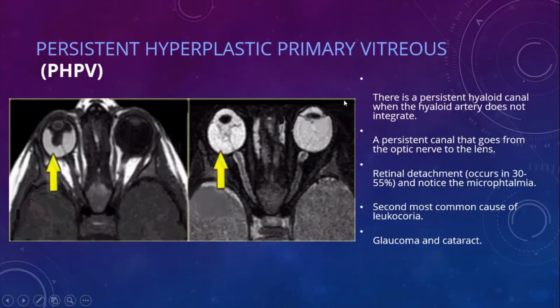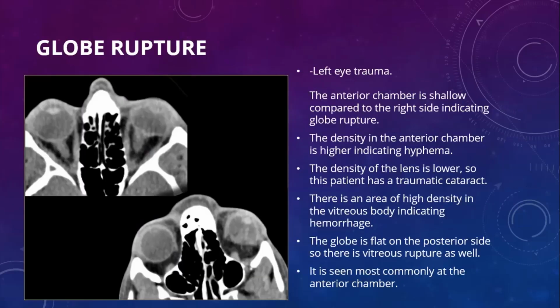So one more thing within the ocular area is persistent hyperplastic primary vitreous. The normal hyaloid artery canal does not involute here, and its persistence between the optic nerve as well as the lens presents like a mass lesion. We have to think in terms of persistent hyperplastic primary vitreous. It may be associated with retinal detachment, and microphthalmia will also be noted here. This will lead to glaucoma as well as cataract, and it is one of the common causes of leukocoria.